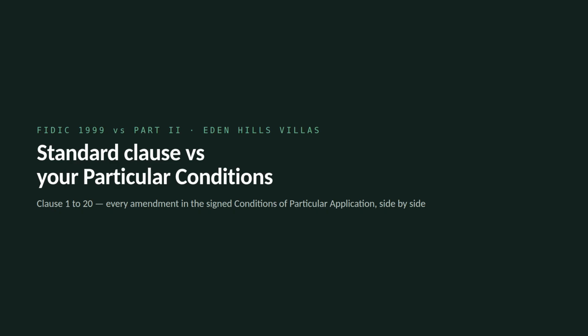Welcome back. In an earlier video we walked through the FIDIC Red Book 1909 clause by clause. While a standard form is only half the story, every real project amends it through the conditions of particular application, and those amendments override the standard clause. So in this video we place them side by side, clause 1 to 20, the standard FIDIC position on the left and the actual Part 2 conditions for the Eden Hills villas on the right. Watch how many of the familiar deadlines change.